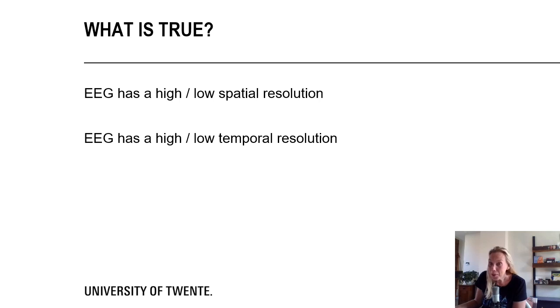So I don't know if you thought about it. The correct answer would be that EEG has a low spatial resolution. We're very poor in telling where the information comes from in the brain because it is a summation of different signals coming from the brain. So it has a low spatial resolution, but it has a high temporal resolution. It's very precise in time. We know very well to the millisecond when the signal was being given.